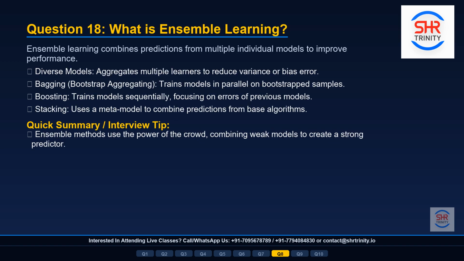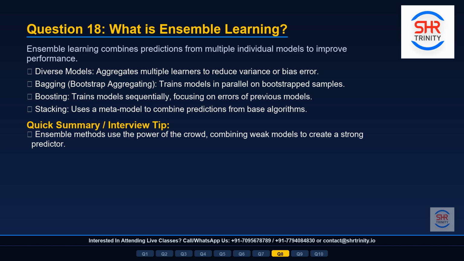Ensemble Learning is a machine learning strategy that combines the decisions of multiple individual models, referred to as base learners, to produce a single, superior prediction. The main idea is that a group of diverse, weaker models will collectively make fewer errors than any single model alone. There are three primary ensemble strategies. First, bagging, which trains multiple identical models in parallel on different bootstrapped samples of the data and aggregates their outputs. This is best for reducing variance.